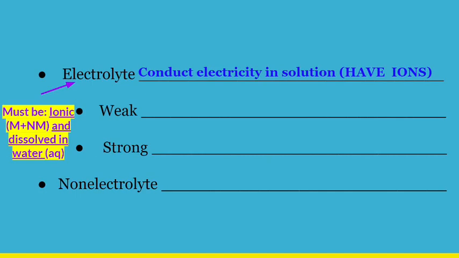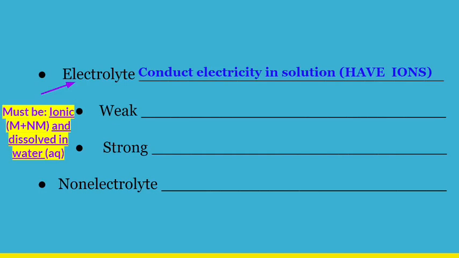In order to be an electrolyte and have ions moving and carrying electrons, it has to be ionic. So you're looking for something that has a metal and a non-metal in it. And it has to be dissolved in water for those ions to be able to move and carry electrons. So we'll practice that a little bit on that first day back.